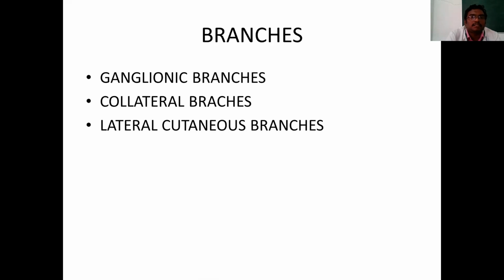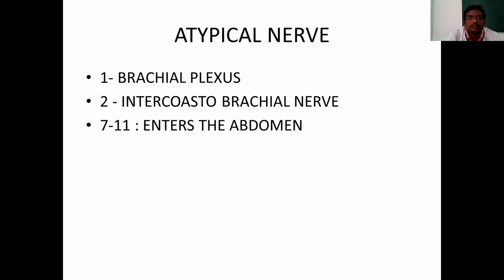The other branches it is going to give are the ganglionic branches, collateral branches, and lateral cutaneous branches. And what are the atypical nerves? Why are they called atypical?